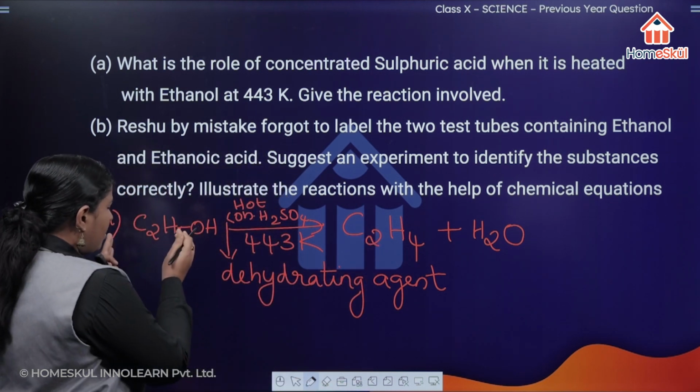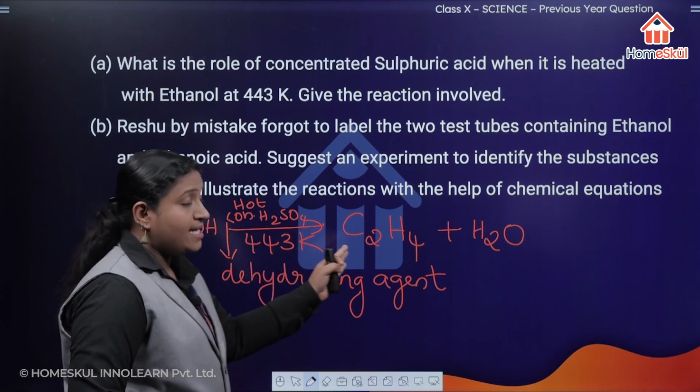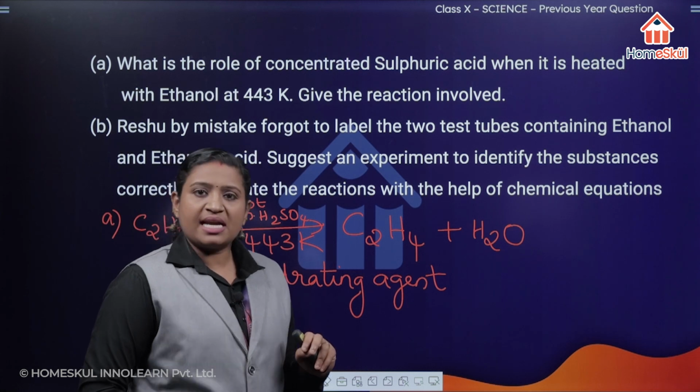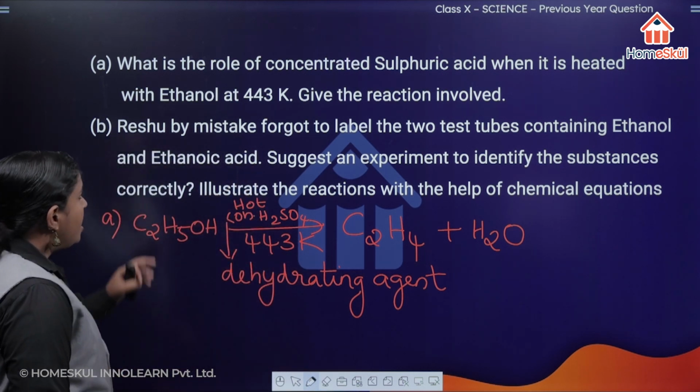Here, we transform this alcohol, ethanol, into ethene. Okay, a double bonded hydrocarbon. Clear, children? Yes. Coming to the second part.